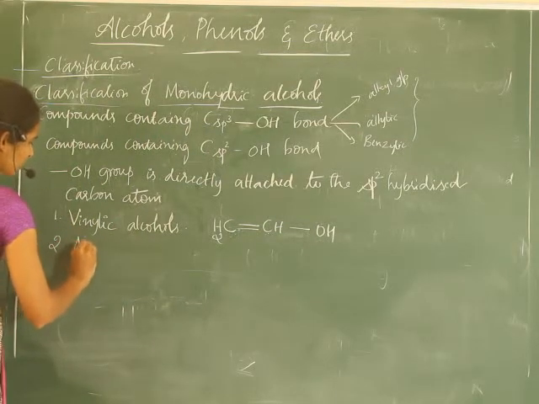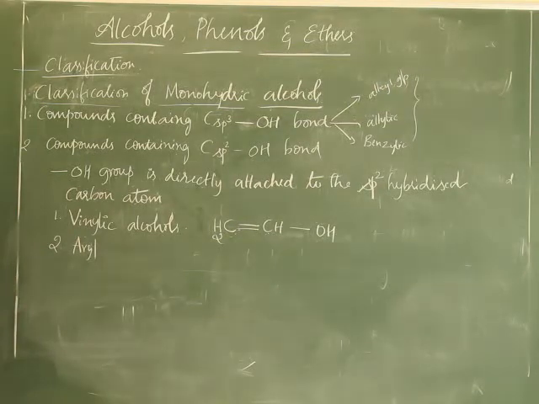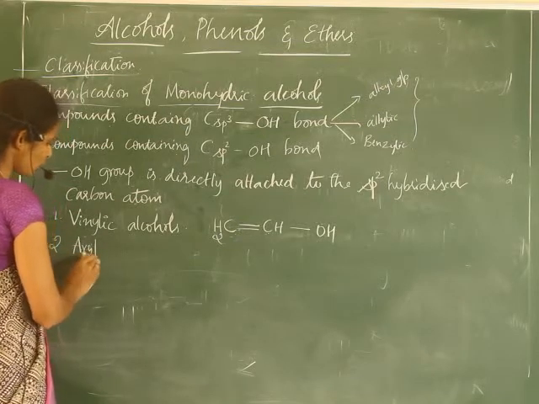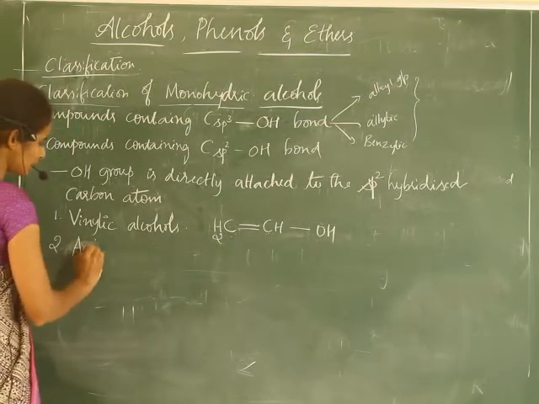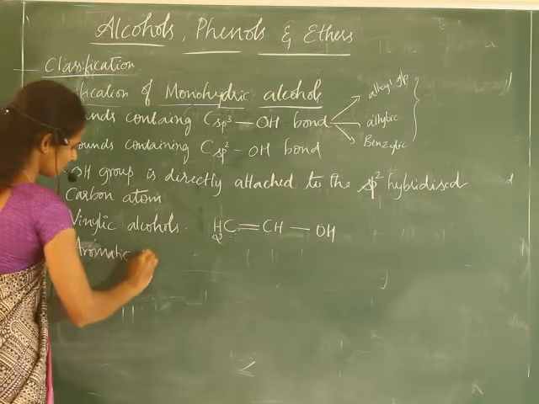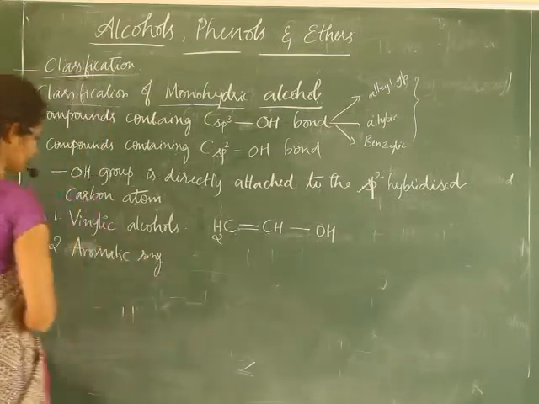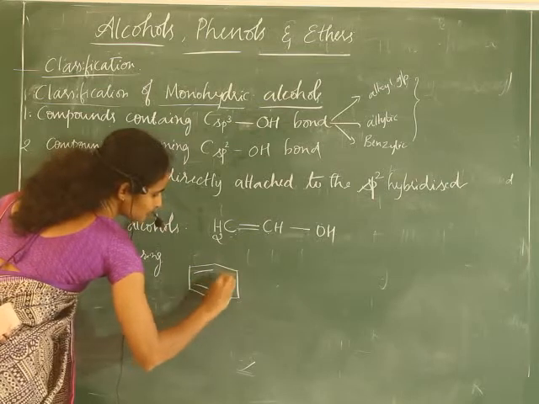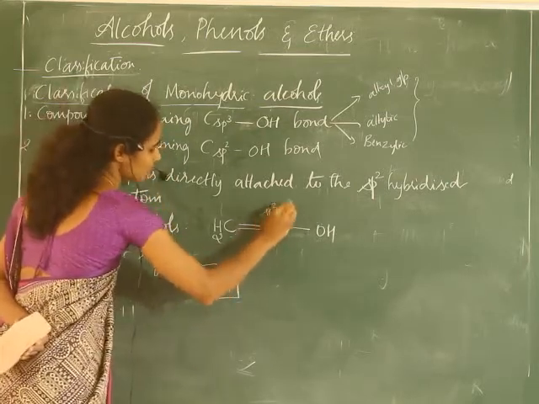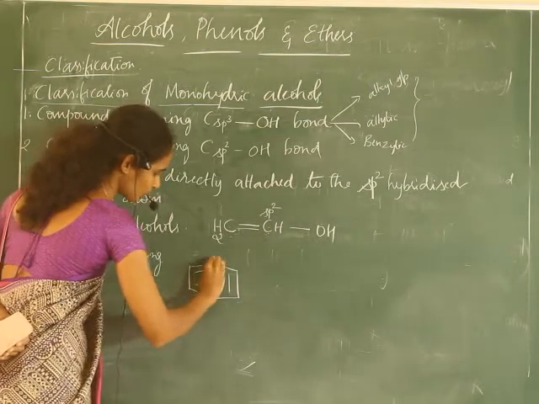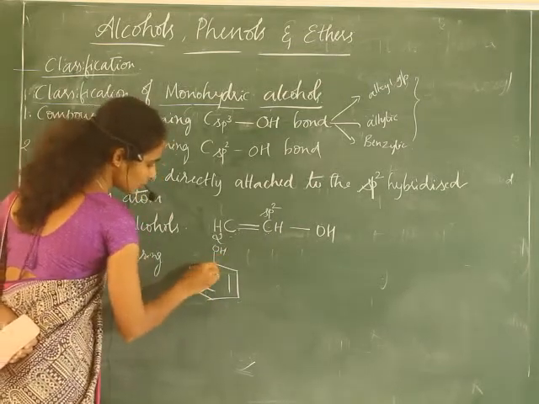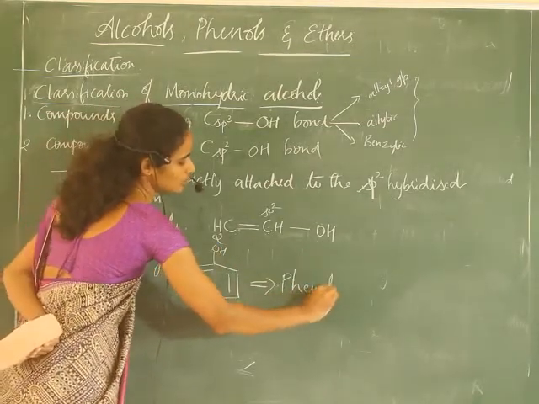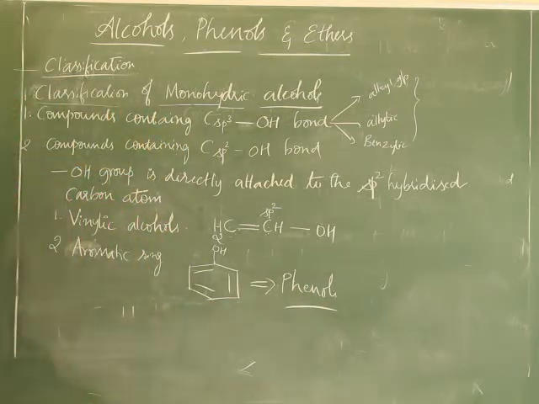The second one is, if the OH group is directly attached to an aromatic ring, now what will we get? The aryl group. If this carbon is sp2 hybridized, and here also this carbon atom is an sp2 hybridized atom, and to that, if an OH group is attached, then it results in the formation of another class of compounds called phenols, right?